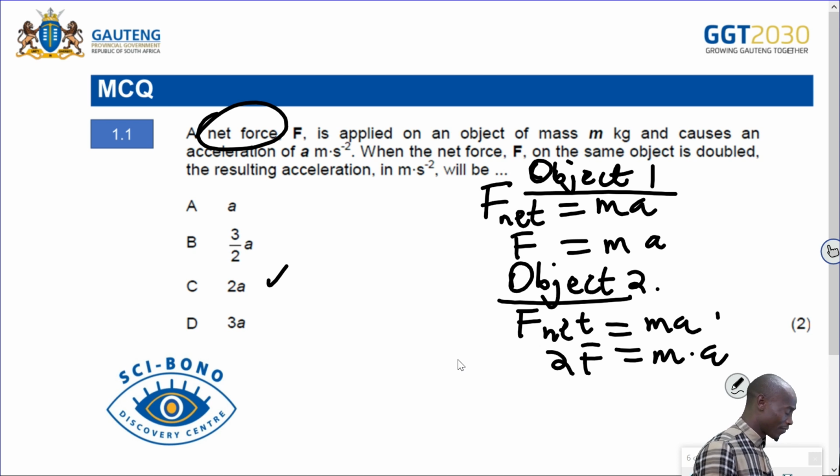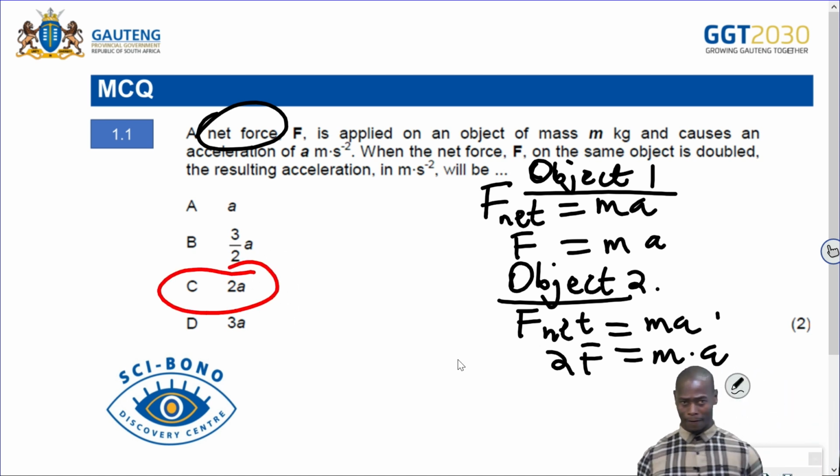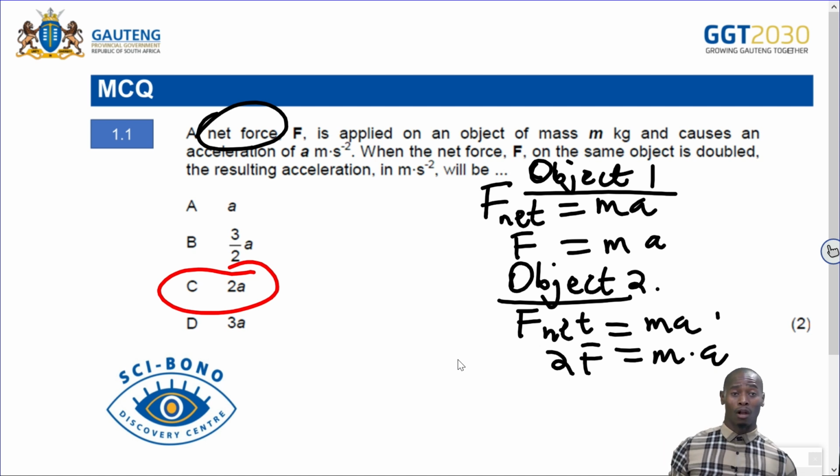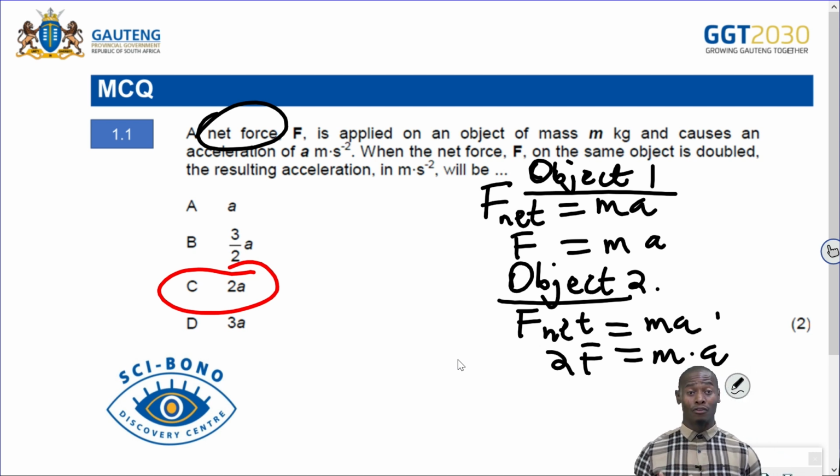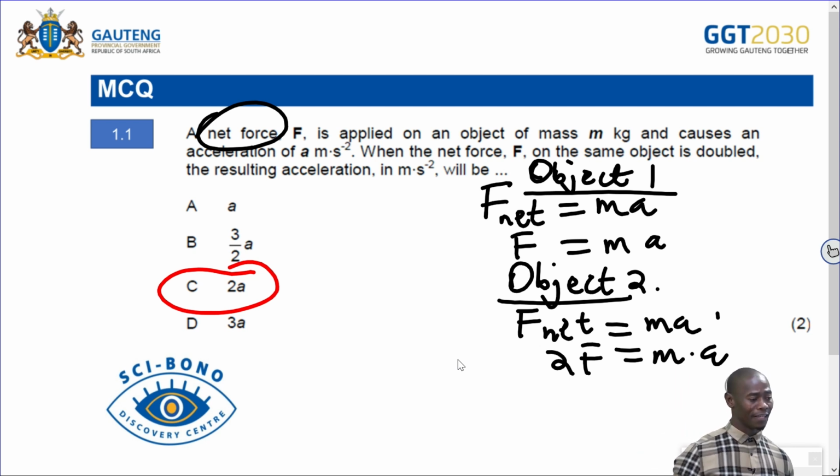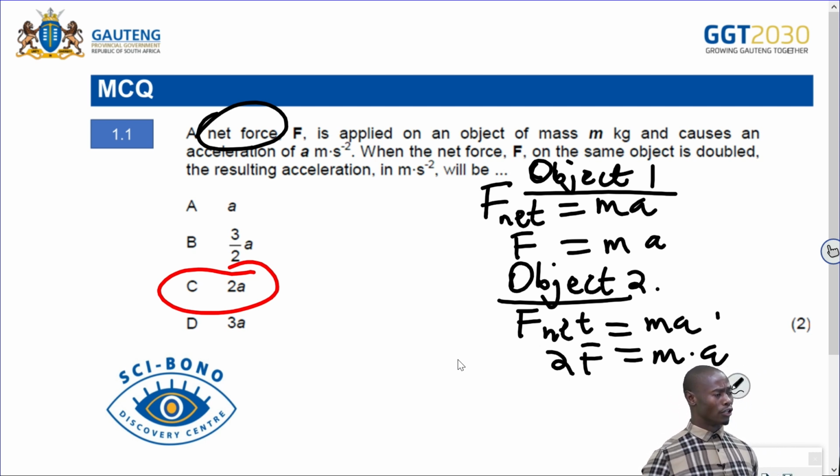It's C. You can say your answer is C. Okay? So using Newton's second law, acceleration, remember, is directly proportional to the force. Okay? So if F is doubled, we are expecting A also to be doubled. Okay. Then another thing that you can do.